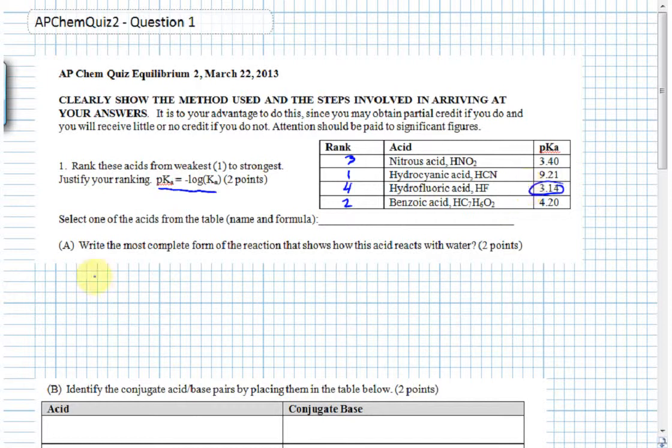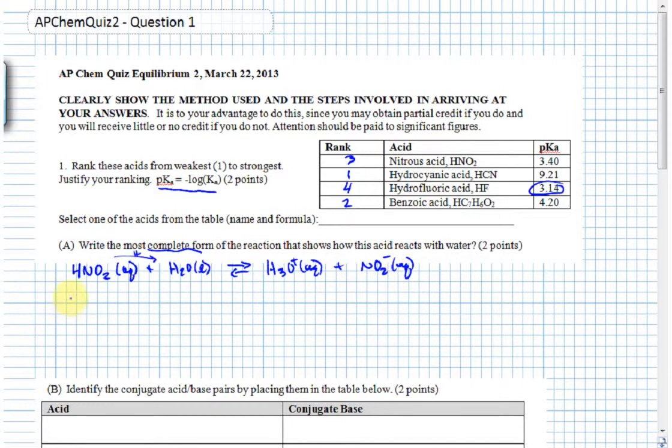All right, write the most complete form of the reaction that shows how this acid acts as an acid. We'll do all three, so all four, excuse me. HNO2, to be most complete. All right, we're going to show the water molecule, and we're going to show that our acid is indeed a proton donor, and therefore the two products are going to be hydronium ion and nitrite ion. All right, got to be able to write those reactions.